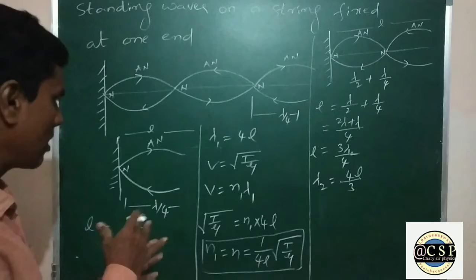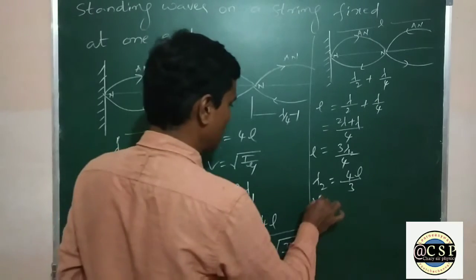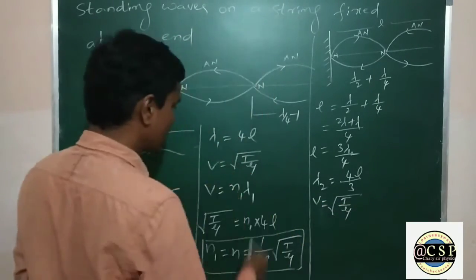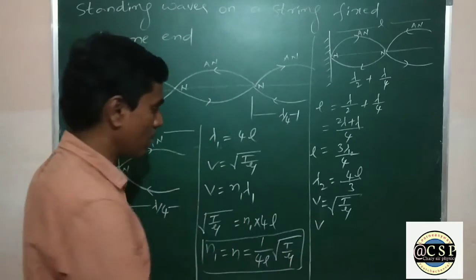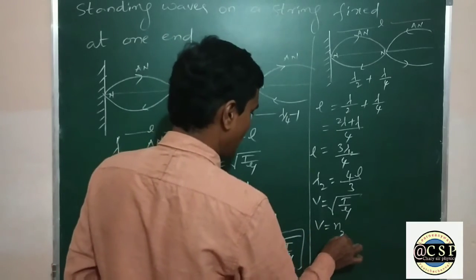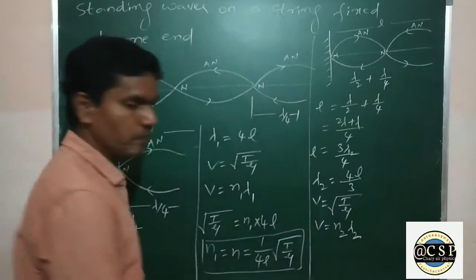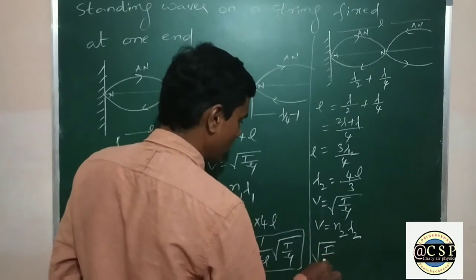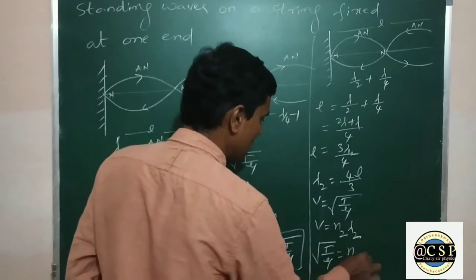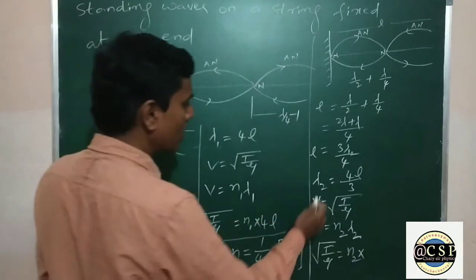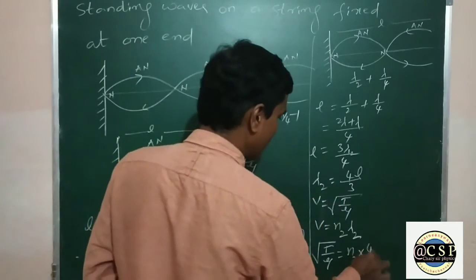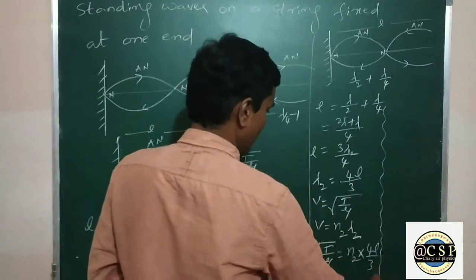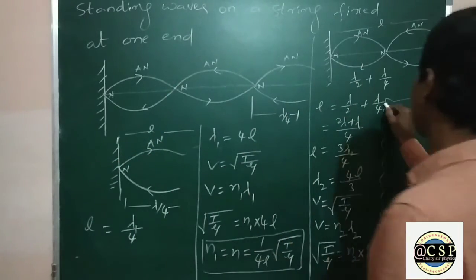Same as before, v equals under root of T by mu, and the velocity of the wave v equals n2 lambda 2. So root of T by mu equals n2 into lambda 2, and lambda 2 is 4L by 3. Then we can calculate the second frequency.